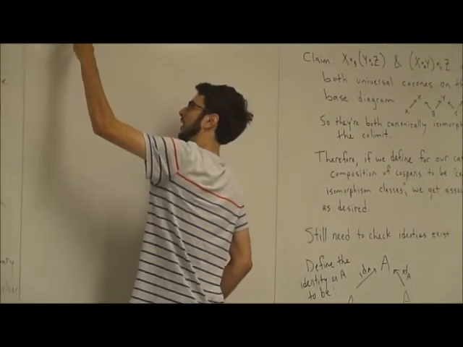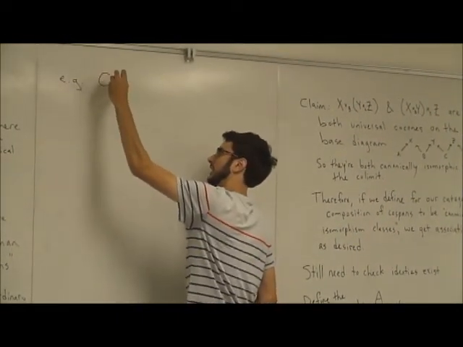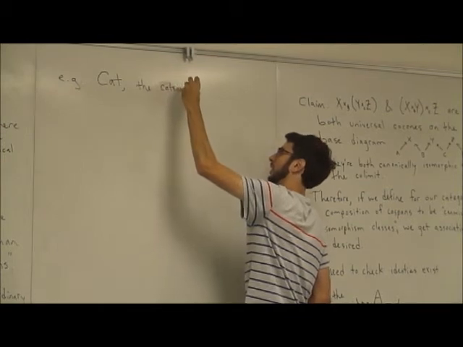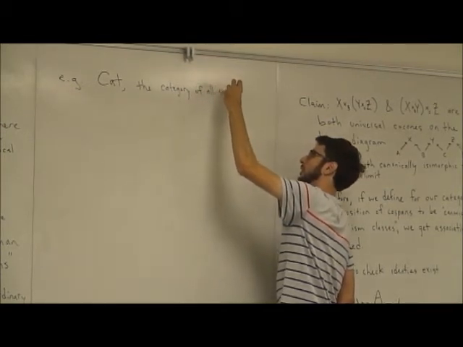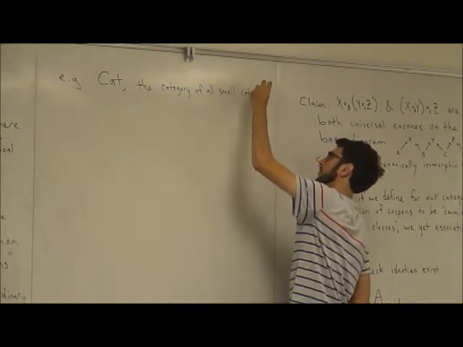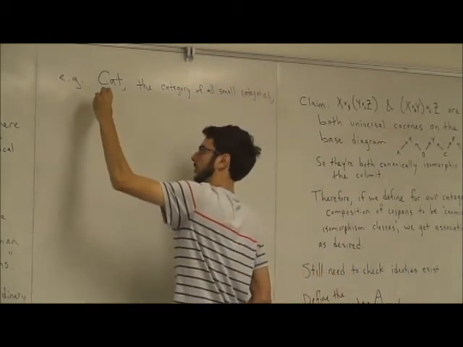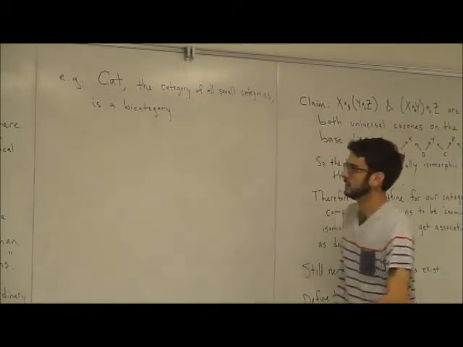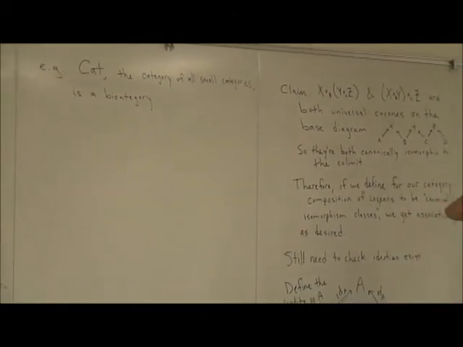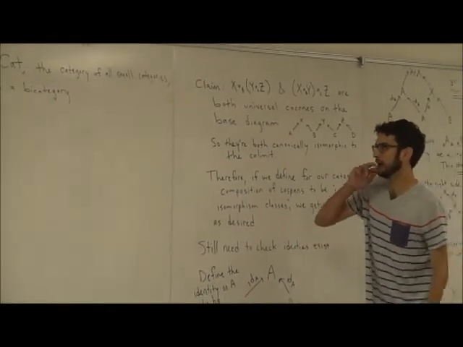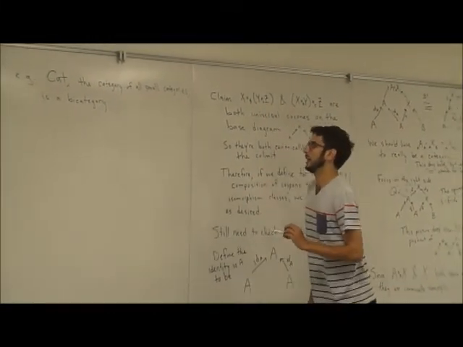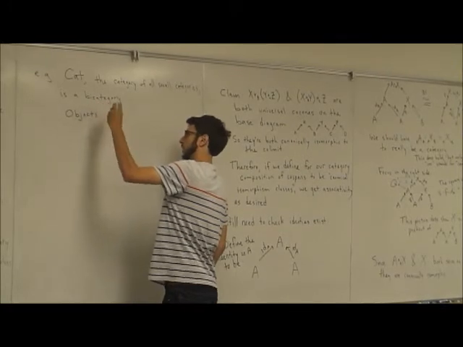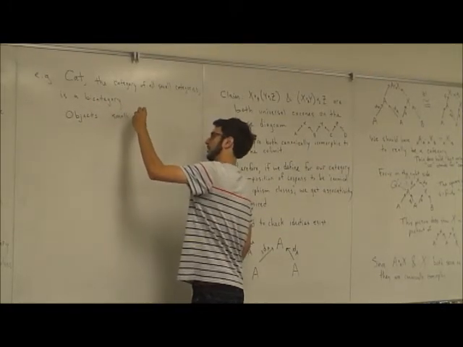Probably the easiest example to think about is Cat, the category of all small categories. It is a bicategory. It's actually an even stricter sort of thing known as a two category, but I don't want to get into the difference right now. Okay, so the objects in this bicategory are small categories.